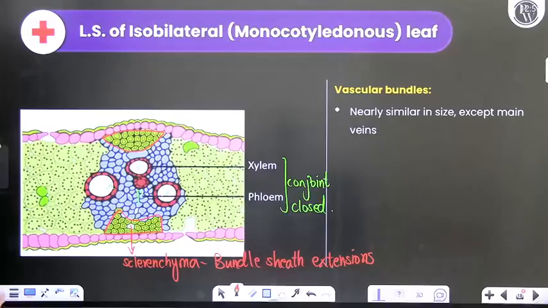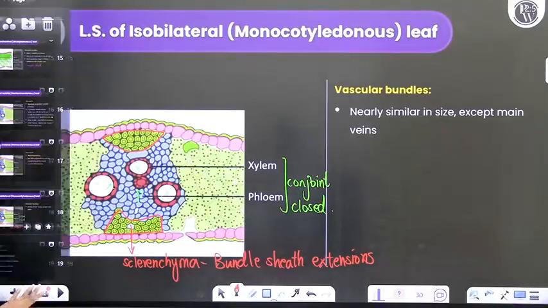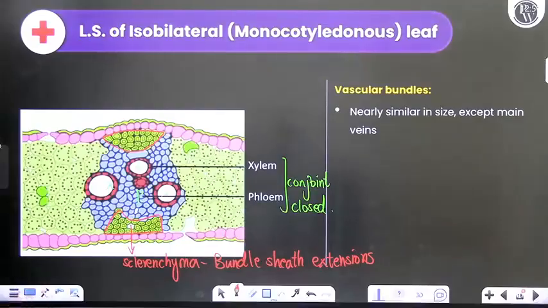Okay, that's all about monocot leaf or isobilateral leaf. With that, we have completed this chapter.